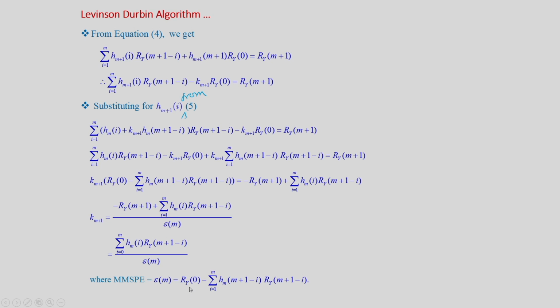So, that way it is R_y(0) minus the summation of h_m(m+1-i) into R_y(m+1-i), going from 1 to m. Therefore, k_{m+1} is related to the mean square prediction error by this expression. This is one important relationship: the reflection coefficient of order m+1 is given by this expression divided by the mean square prediction error.